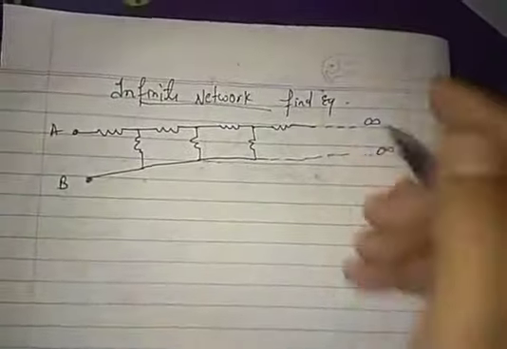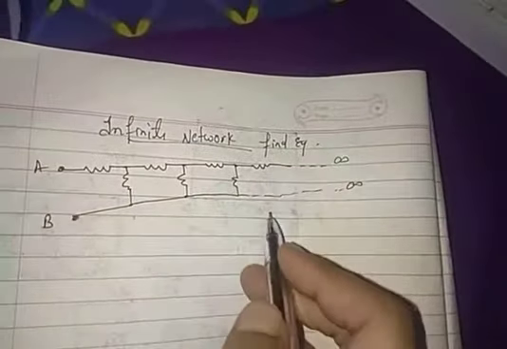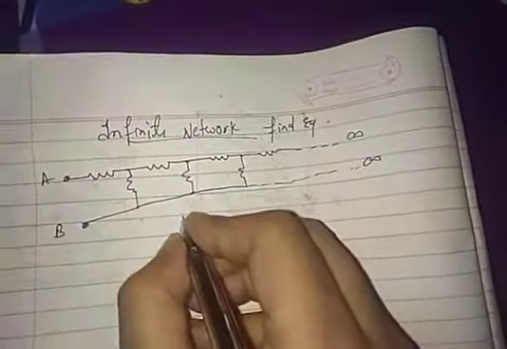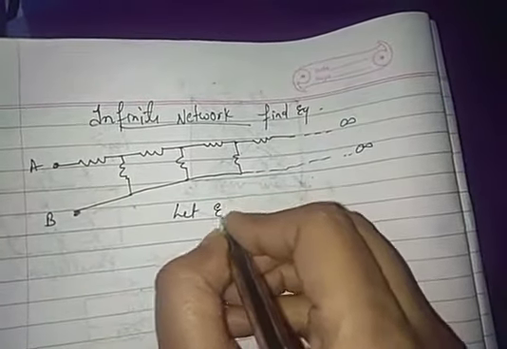See, it is infinity here, and here also it is infinity, and at this point it is A, and at this point it is B. So you have to find the equivalent resistance of the circuit, which is an infinite network of resistors. Yes, so how will you find it? There is a trick for this question.